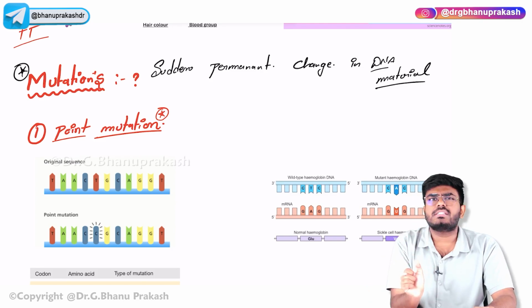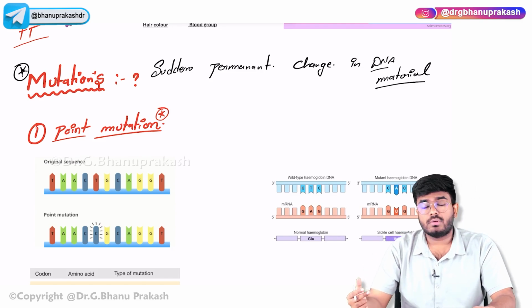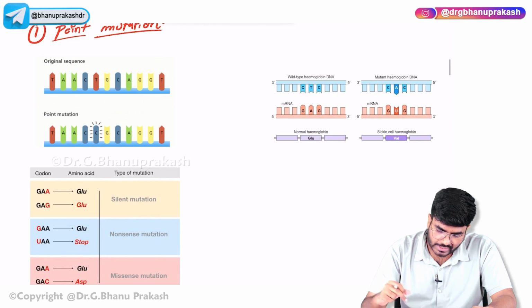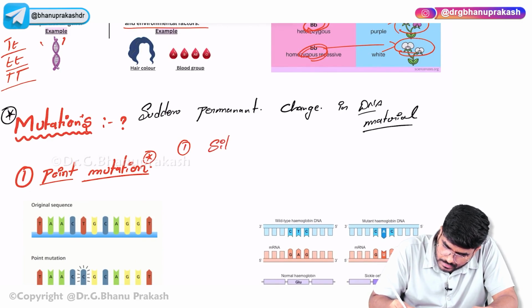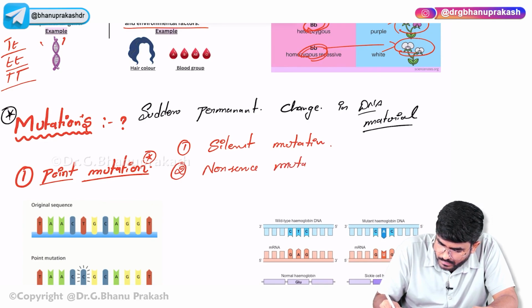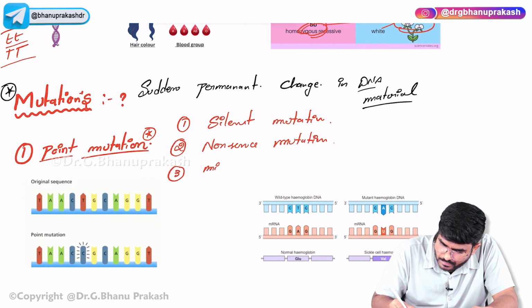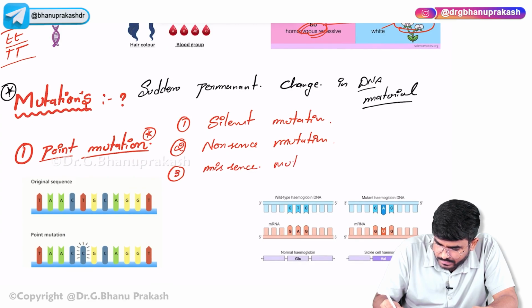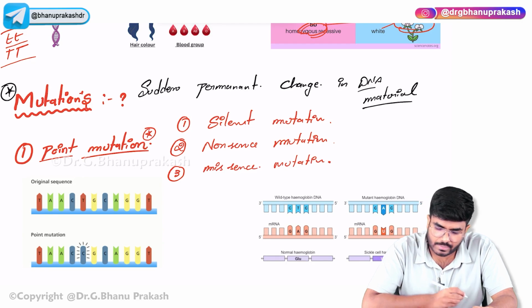There is one single change, one nucleotide change. So how many types of point mutations are there? Actually, there are 3 types of point mutations. What are the 3 types? One is silent mutation, nonsense mutation, and the third type is missense mutation. So there are 3 types of point mutations: silent mutation, nonsense mutation, as well as missense mutations.